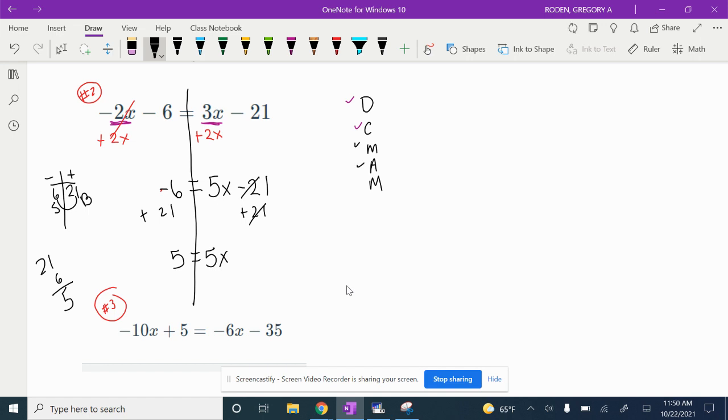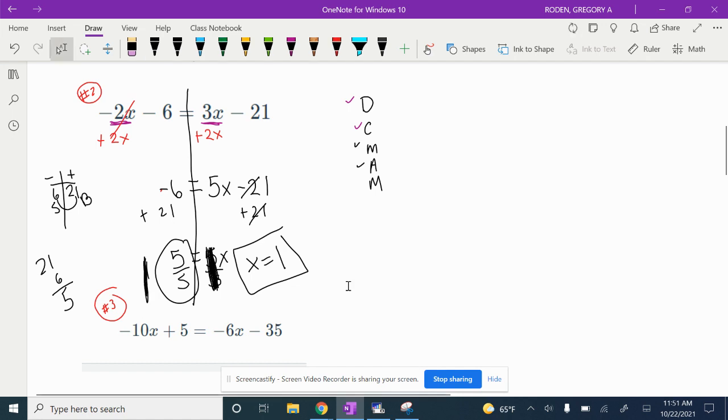Now I'm going to eliminate multiplication and division by simply dividing both sides by 5. And of course, 5 divided by 5 is 1. Now, a lot of kids are like, Mr. Roden, I don't need to write that one. Well, that's that one on the other side. That's not a spooky one, okay? The one next to the X, that one right there that I'm highlighting, that's a spooky one. But the one over here, that's not a spooky one. You actually have to write that one, okay? So your final answer would be X equals 1.